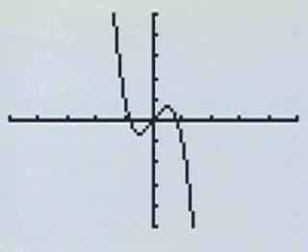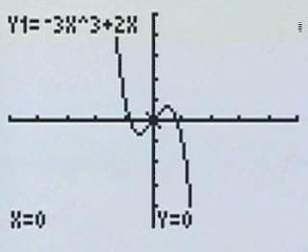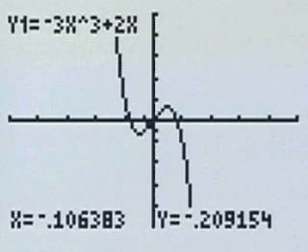We could trace and find a couple of points to verify this. For example, we have the point 0.106383, comma 0.209154, and if we go the other way, we have negative 0.106383 and negative 0.209154. So you can find many points that fall into that same pattern.